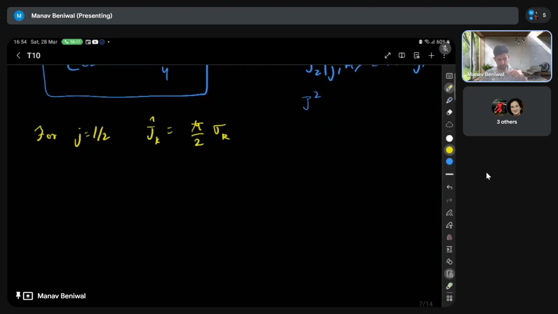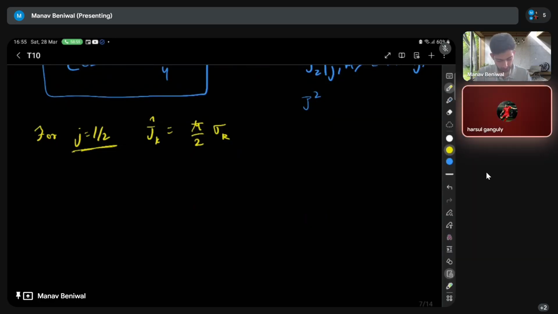Why is this possible? Because when we have j as half, what is the dimensionality of our problem? How many possible states are there? Two: m half and m minus half. Correct, exactly. So then we can simply use Pauli matrices because they are 2 by 2 matrices, so we can directly use them. This is why this Pauli matrix approach works here.